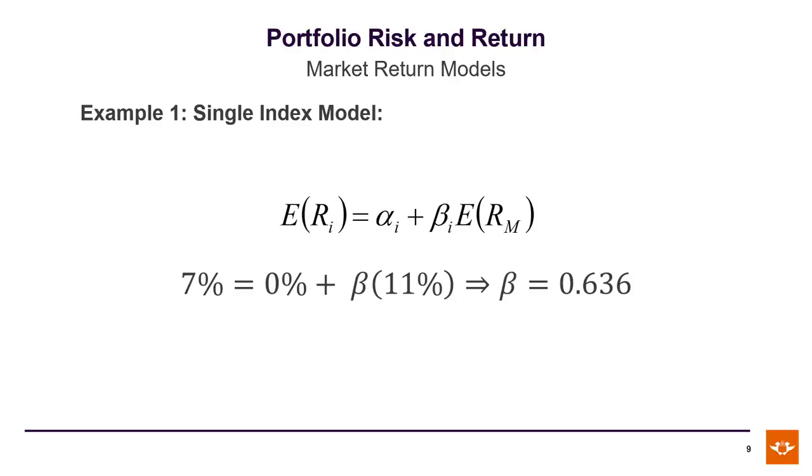And beta turns out to be 0.636 for this particular stock or security. And what's really interesting to note is that the market is generally considered to have a beta of 1. So this stock is less risky than the market.